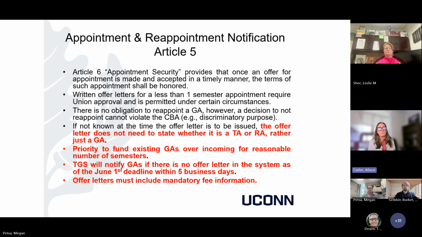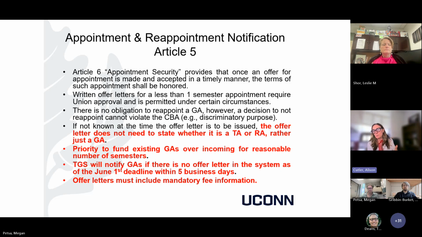Also, in the Slate system, this is really going to be Slate, right, Megan? I just want to confirm that. The second red bullet point at the end here is that the Graduate School is going to notify GAs if they don't have an offer letter in the system as of the June 1st deadline, within 5 business days of June 1st.